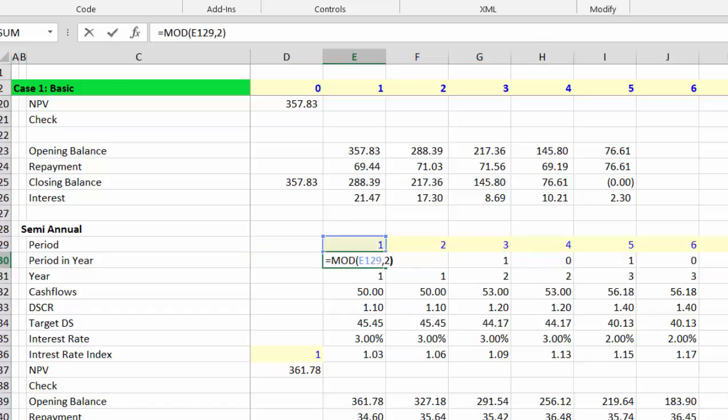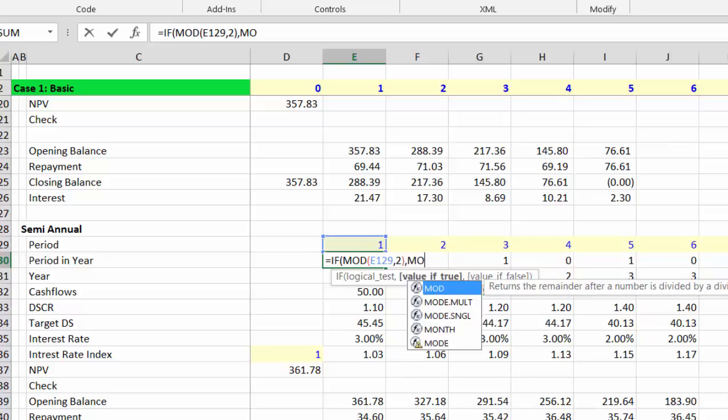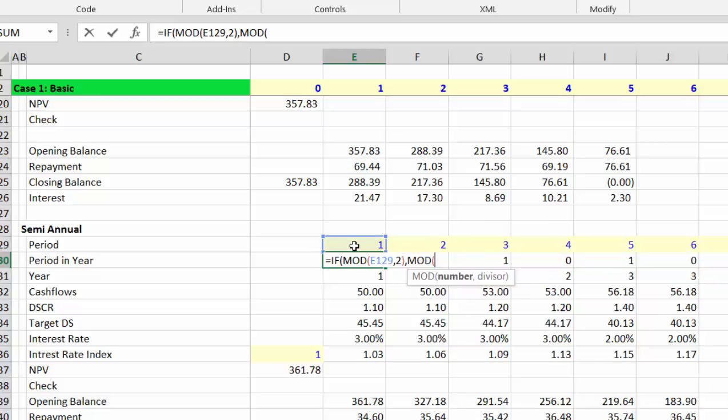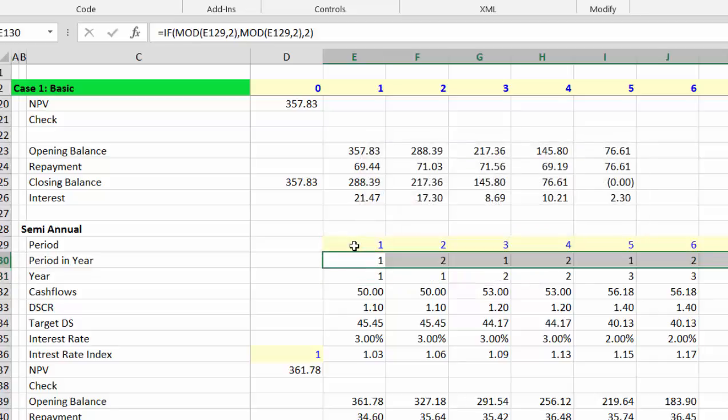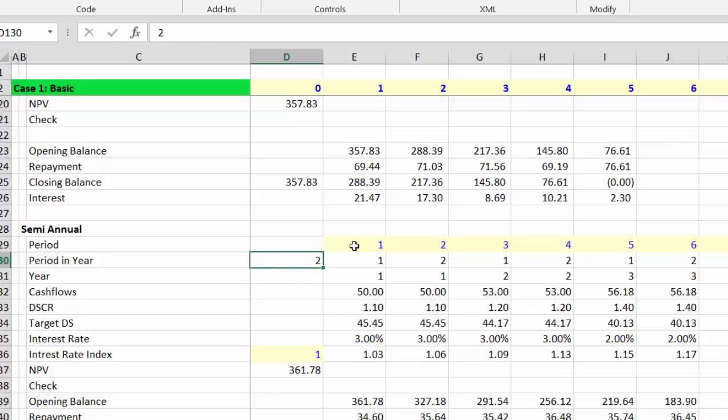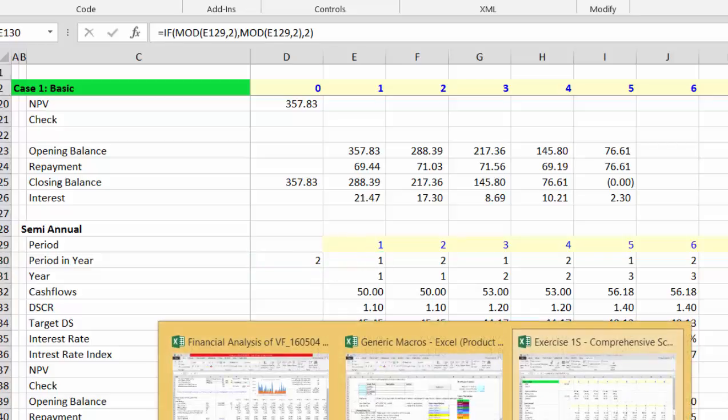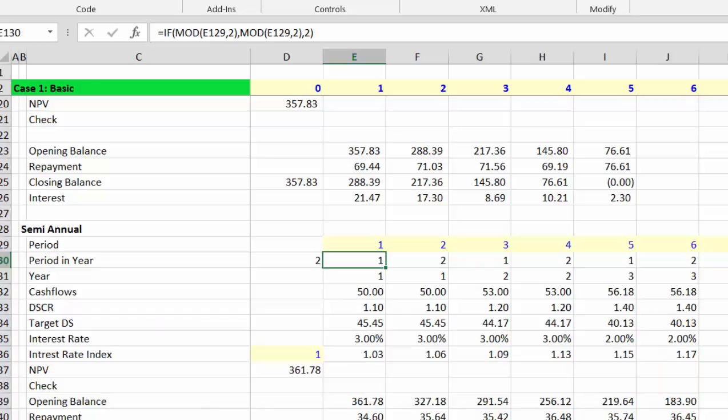Now, what you could do is say, if the MOD is 0, then that's like saying if it's not 0, then we put MOD of this, comma 2. Otherwise, we just put in 2. Okay, and then it'll give us our 1, 2, 1, 2. Now, instead, I could put 2 here, and I made a function. I'm sorry if you think this is a digression, too bad, no swearing.